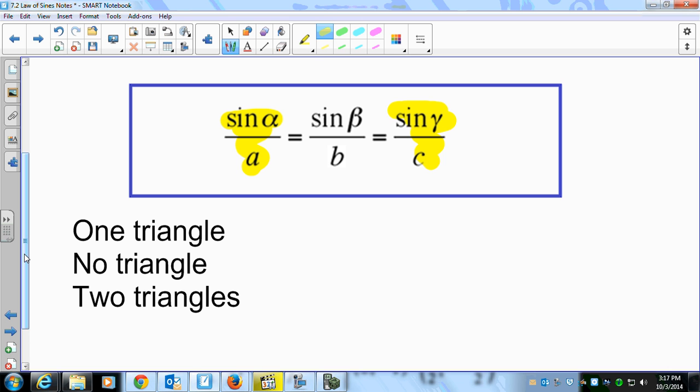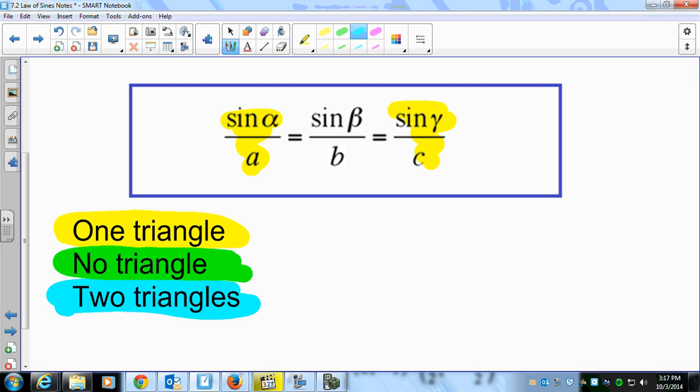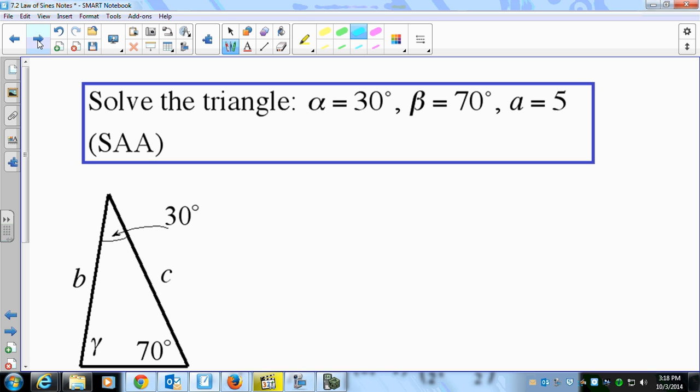Through these types of problems with law of sines, we're going to come up with three different possible scenarios. One, we get one triangle solution, one possible triangle that we create. Another option is that we might get sides that could not create a triangle. And the third option is that we could actually have two different triangles. We'll call that the ambiguous case. We'll deal with that more in the next lesson. So let's look at a sample problem.